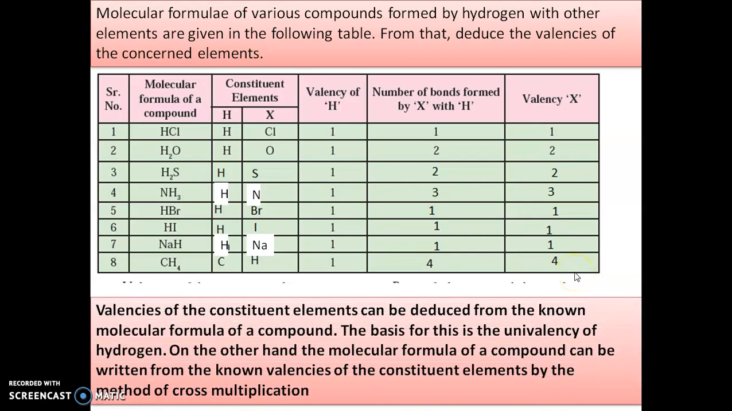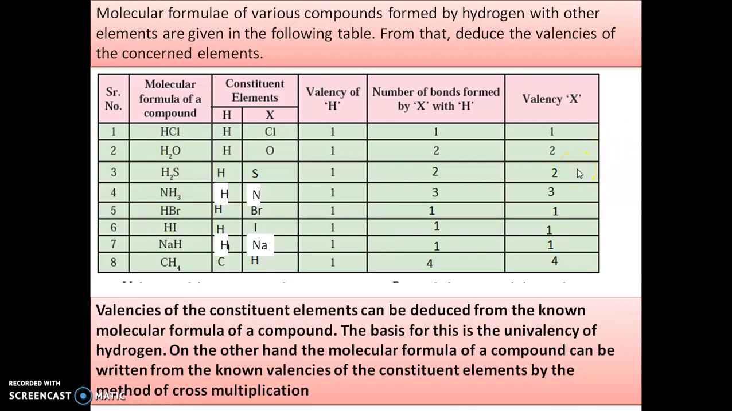Okay, so from the molecular formula we can find the valency. The basis for this is the univalency of hydrogen. Uni means 1. So everywhere, children, here you can see that the hydrogen's valency is 1. On the other hand, the molecular formula of a compound can be written from the known valencies of the constituent elements by the method of cross multiplication. So this is one way where we see that from the molecular formula we can find the valency.